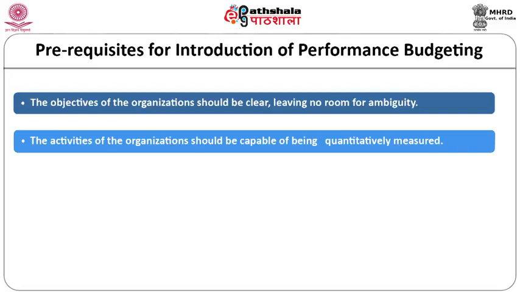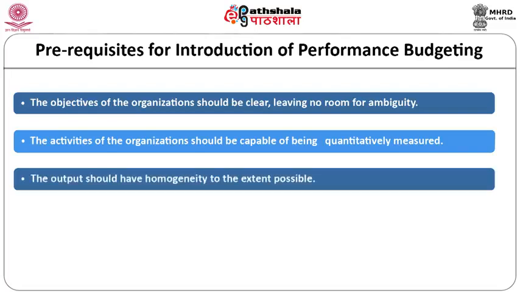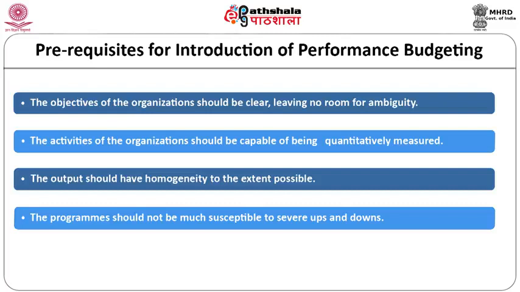Number 3, the third essential prerequisite is that the output should have homogeneity to the extent possible. Means whatever the results, that should be made in a homogeneous manner. Although it is not always possible, we must try to measure the outputs in a homogeneous manner to the extent it is possible. Then number 4, the fourth prerequisite, we can say the program should not be much susceptible to severe ups and downs.